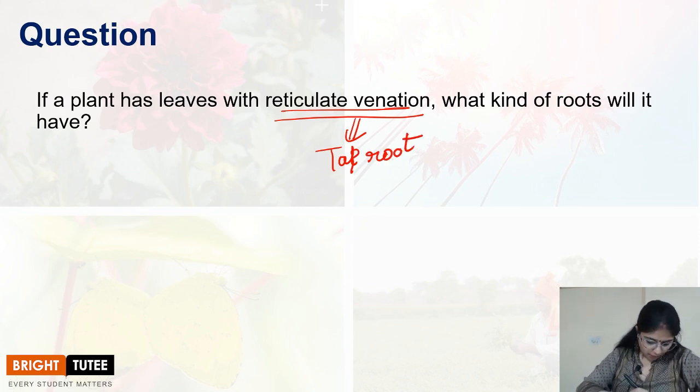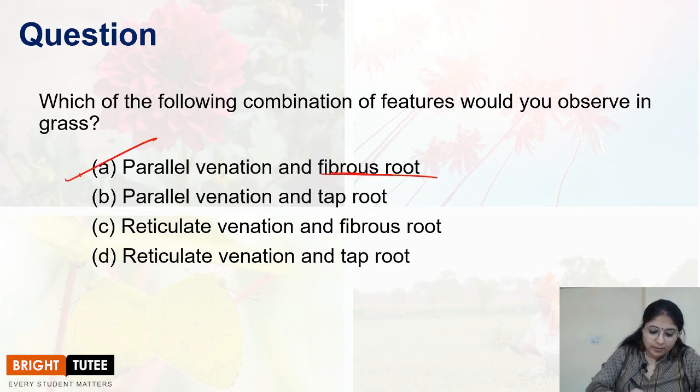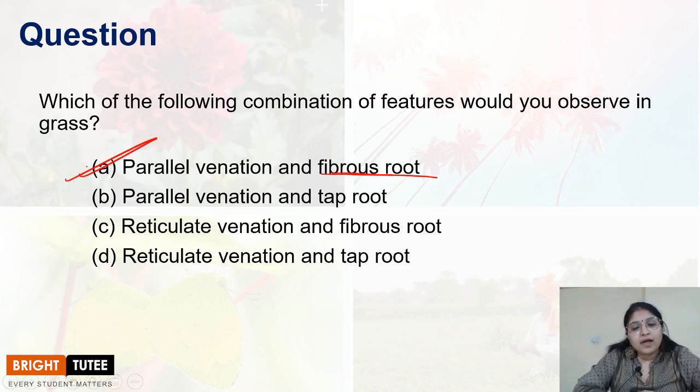Right? Now, moving on to the next question. Which of the following combination of features would you observe in grass? So, first of all, the grass has parallel venation. Whenever there is parallel venation, the root system that we see is the fibrous root system. So, this is the combination that we have, that is parallel venation and fibrous root system.